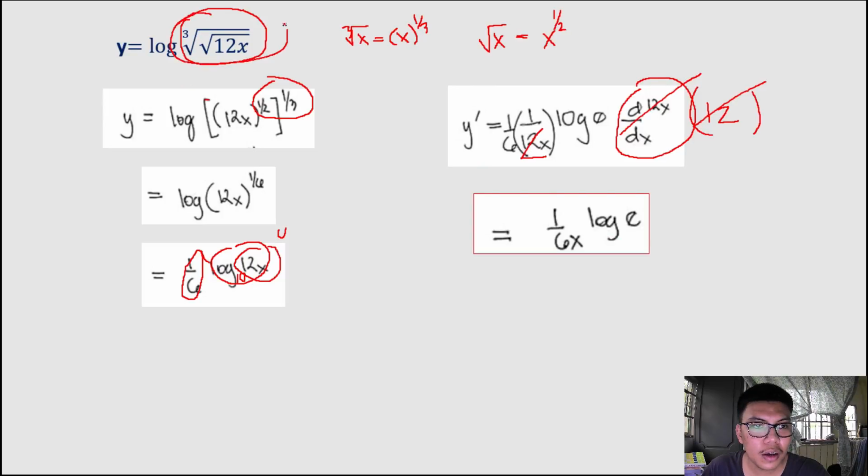Huwag kakabahan sa mga cube root, square root na ganyan, ano? Madali lang yan.